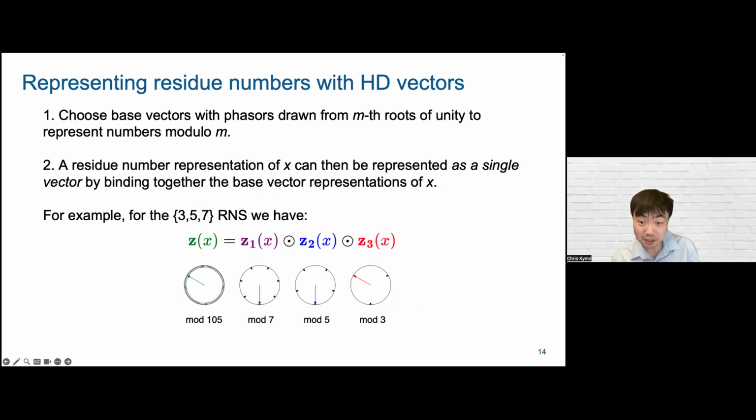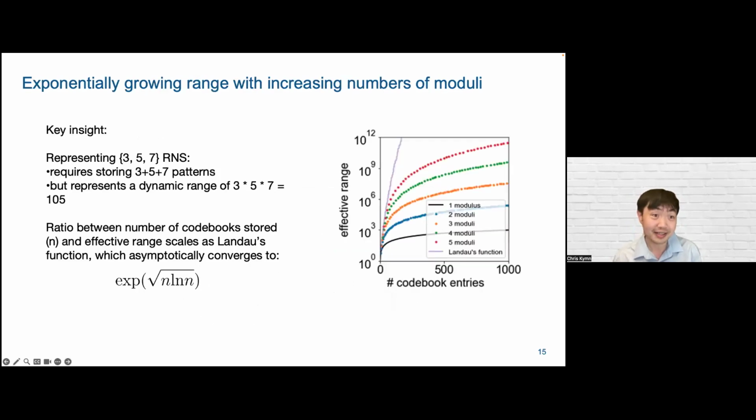One way of appreciating why this will be nice is that, for example, if we have a residue number system with 3, 5, and 7, and we wanted to store each of the patterns or the codebook elements for 0 mod 3, 1 mod 3, 2 mod 3. So there's 3 total that we need here, and then 5 total here and 7 here.